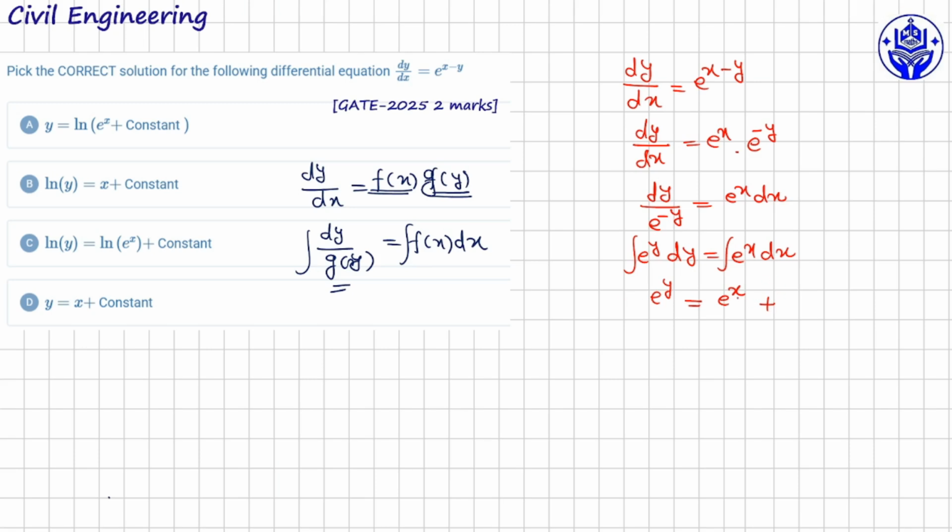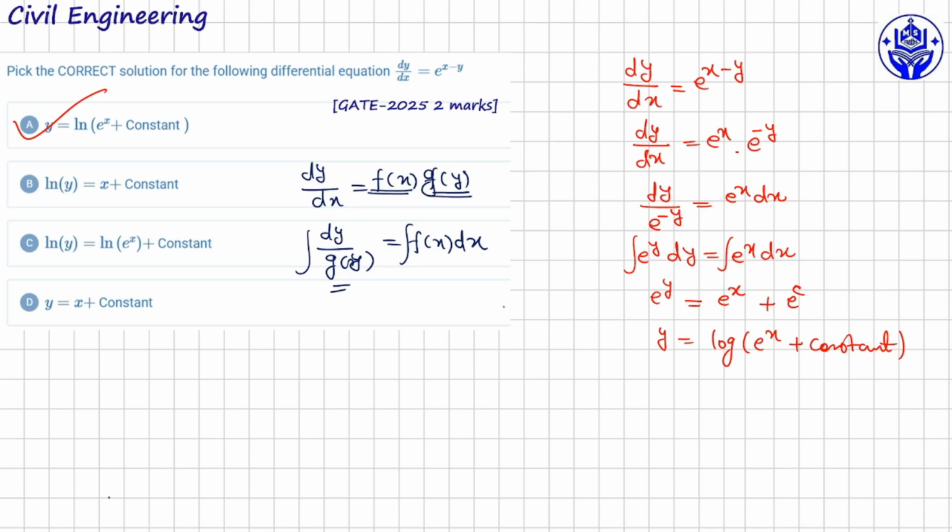If all my terms are exponential, then I will write my constant as e to the power of c. Then I will write it as e to the power of x minus e to the power of minus x and e to the power of c. If I take log on both sides, then my y is equal to log of e to the power of x plus some constant. It is nothing but the constant. So my first answer is correct for this question.